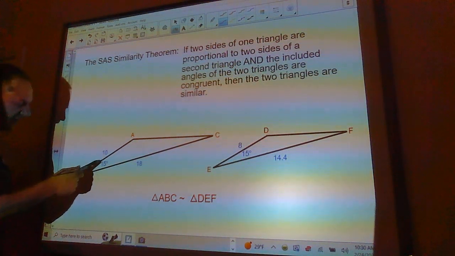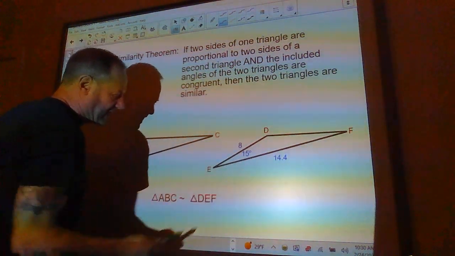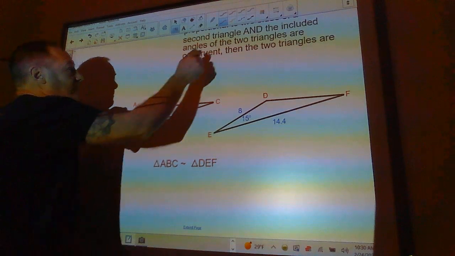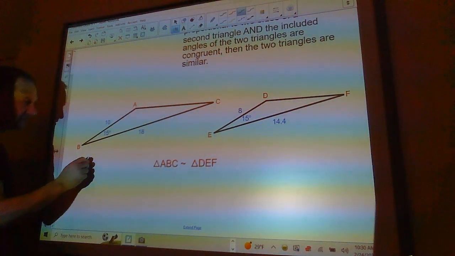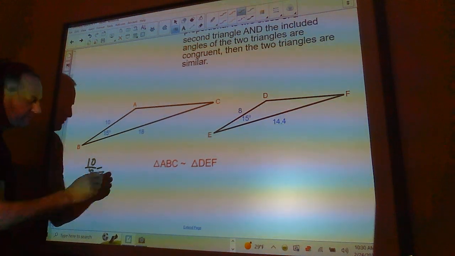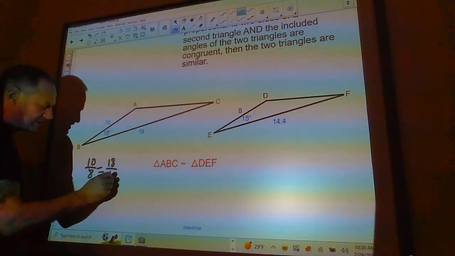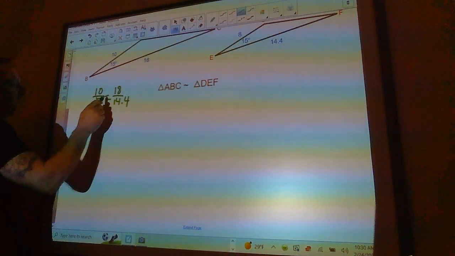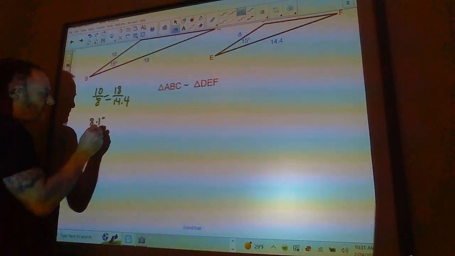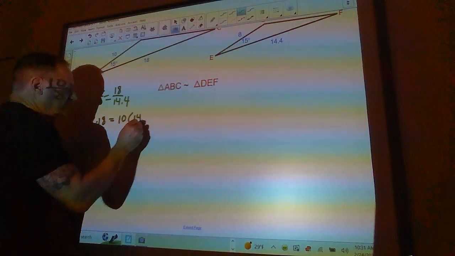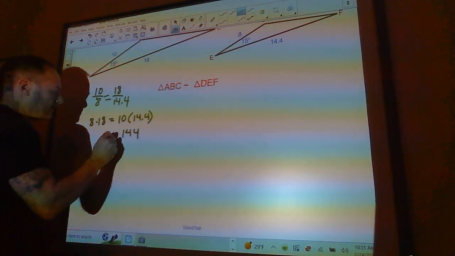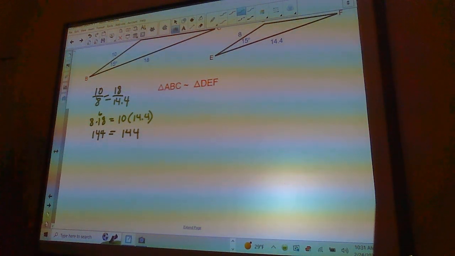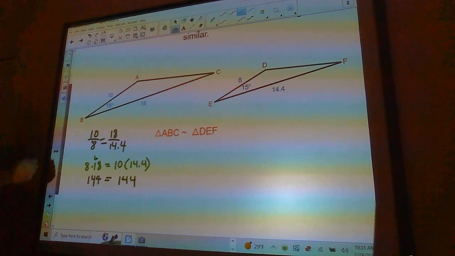So I look here, I've got a side, angle, side situation, side, angle, side. The angles are equal, so that's good. So I just have to check to see, are the sides proportional? Okay, so is 10 over 8 equal to 18 over 14.4? So if that is true, by the means-extremes property, 8 times 18 should equal 10 times 14.4. Well, this is 144. Let's see, that's going to be 64. 8, 14. Yes. Okay, so both of those are equal, so that implies that those sides are proportional.